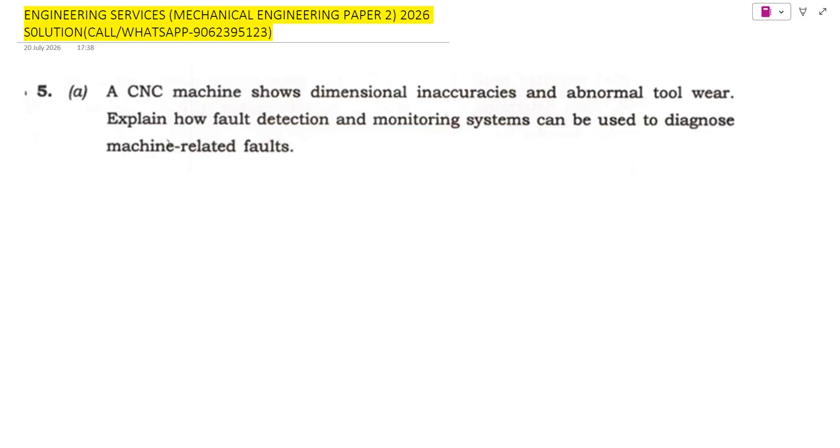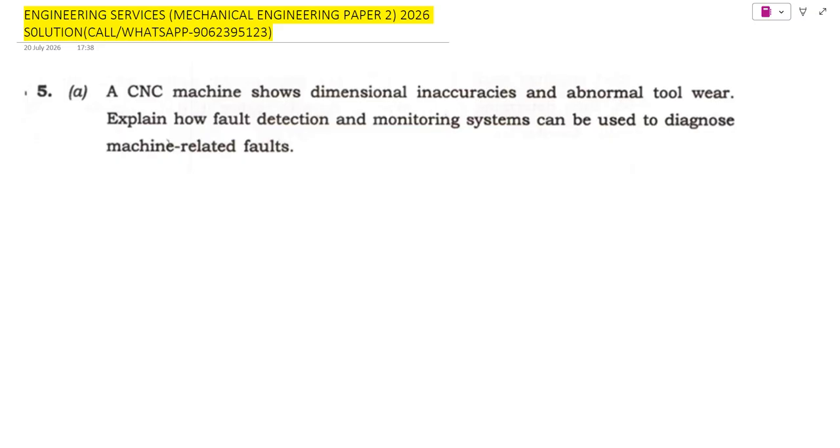Okay, and our objective is to identify the actual fault. So a good maintenance engineer never repairs the symptom. He identifies the root cause. And that is exactly what fault diagnosis means. Okay, now let us define the concept.